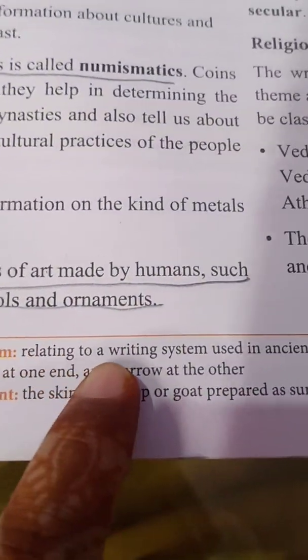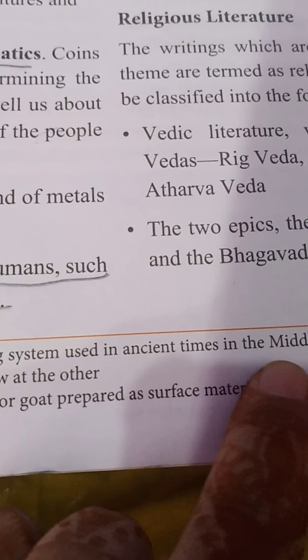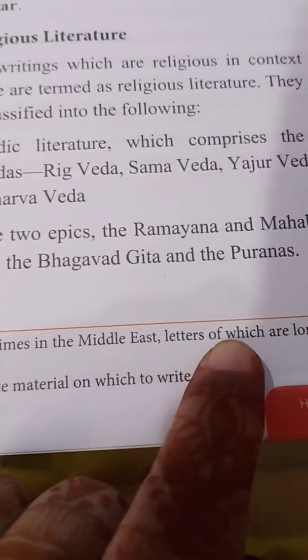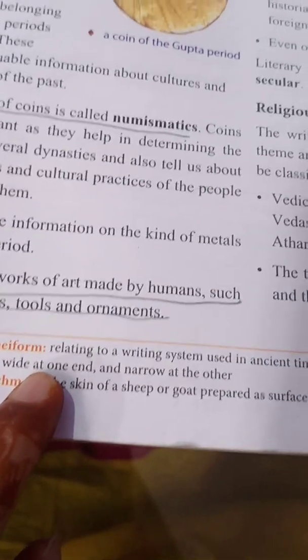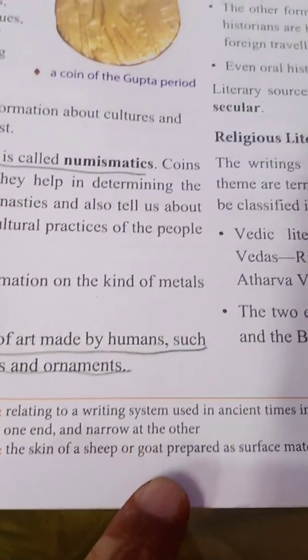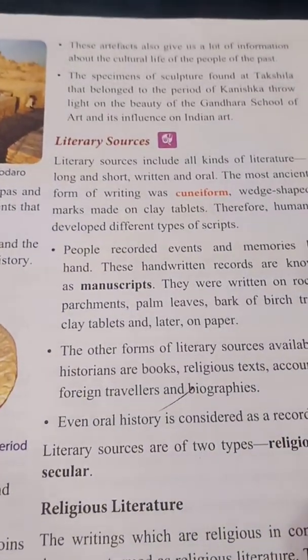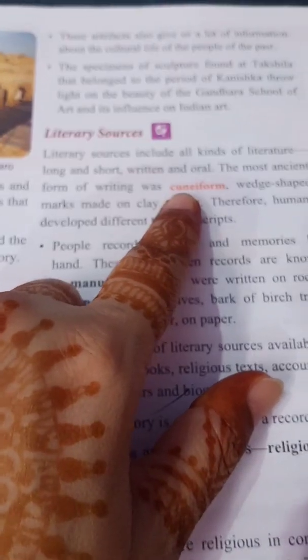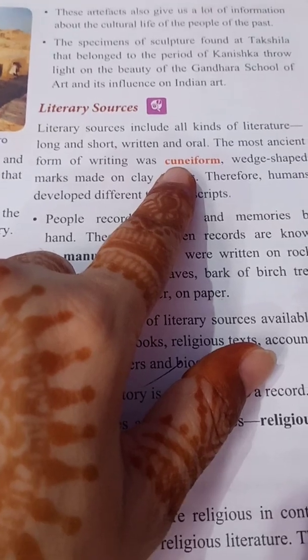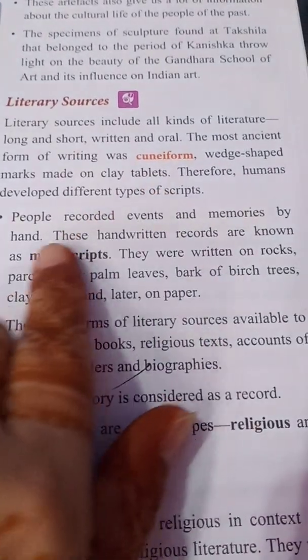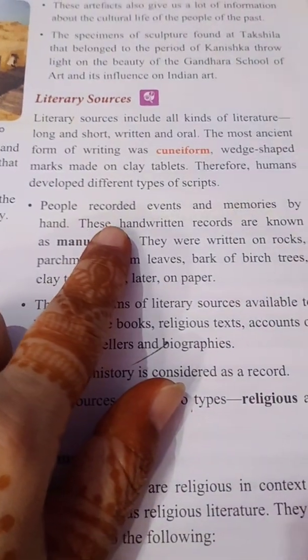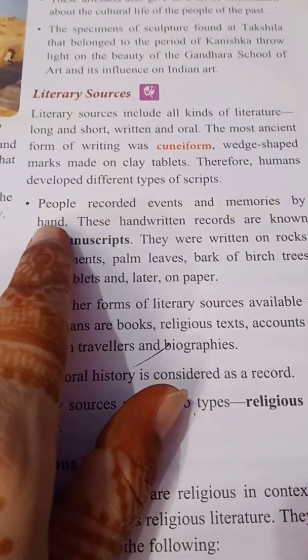Cuneiform means relating to a writing system used in ancient times in the Middle East, letters of which are long and thin and wide at one end and narrow at the other. So this is known as cuneiform, that is long and thin letters which are wide on one end and narrow at the other.